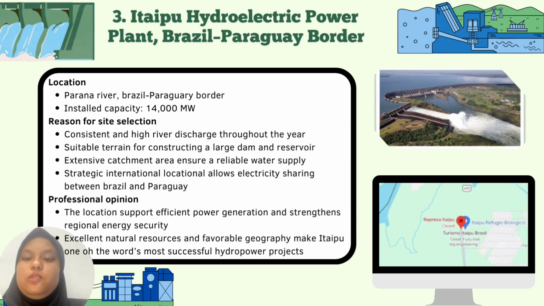The last hydropower station is the Itaipu Hydroelectric Power Plant, on the Brazil-Paraguay border. The location is on the Parana River between Brazil and Paraguay. The capacity is 14,000 megawatts.